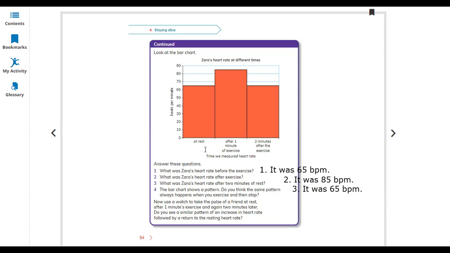It's not staying at the same position. When you're walking, it increases a little bit. When you're running, it increases more. When you come back and sit at rest position, it comes back to normal. But the normal is 60 to 70. This is the normal heartbeat rate.